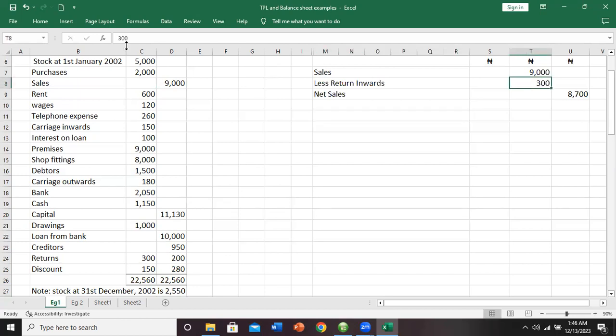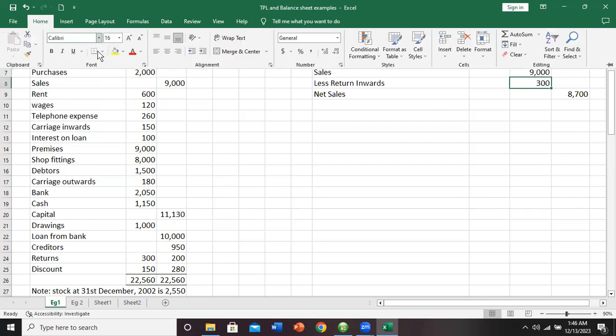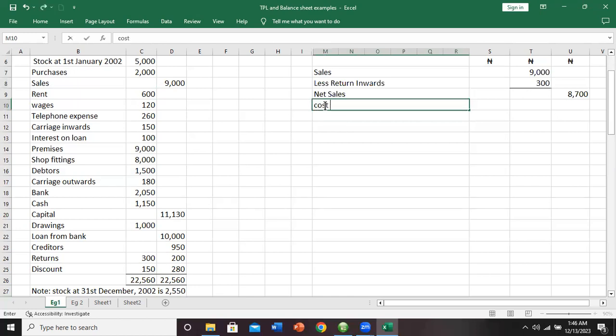Now, when you finish, the next thing is to go and look for your cost of sales. So you put the title cost of sales or less cost of sales. And you all know currently that you need to begin with your opening stock, very, very important. The opening stock is the stock at 1st January, as you know. So I'm just rushing through. Okay, so 5,000, you put it there.